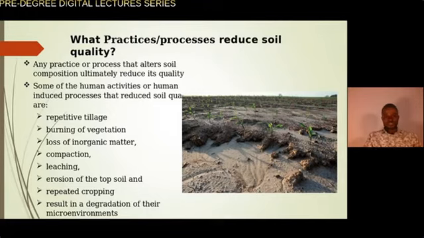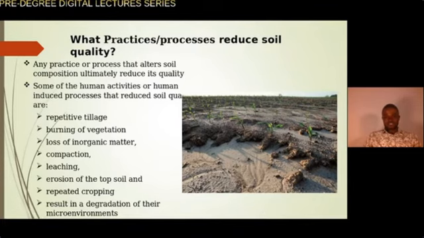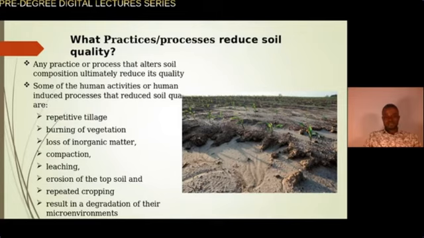Then we have compaction. Compaction, of course, can be induced by animal grazing on the soil, by machines like tractors, plows, and others working on the soil, or even by human feet on the soil, which makes the particles more compacted than normal and reduces aeration in the soil. That can be a very dangerous practice that reduces soil quality and, of course, ultimately affects the yield.